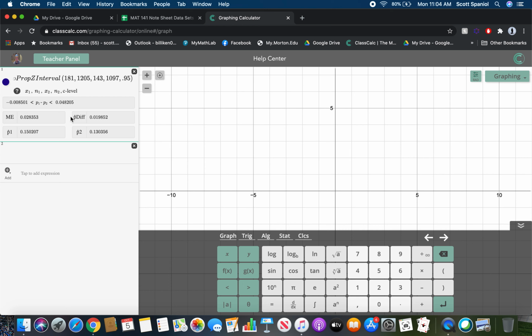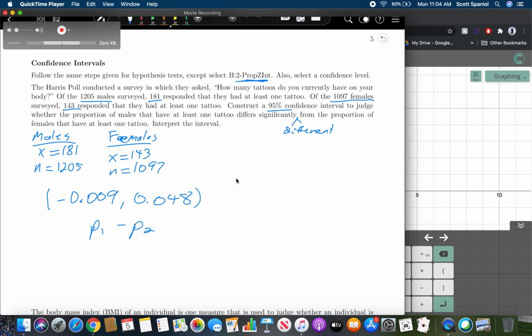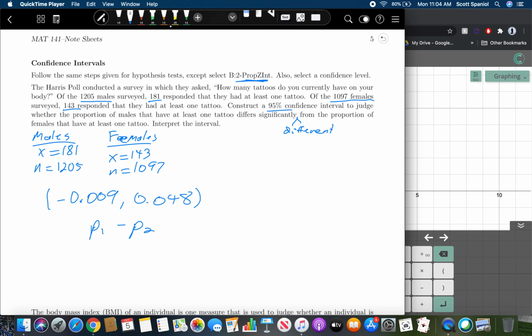Okay, so our confidence interval ends up being negative 0.009 to 0.048. And notice in the middle, this is the confidence interval of p sub 1 minus p sub 2. So the idea behind these confidence intervals is that this is the interval in which we expect to find the difference between these two groups. Okay, so now we can talk about how to interpret this.